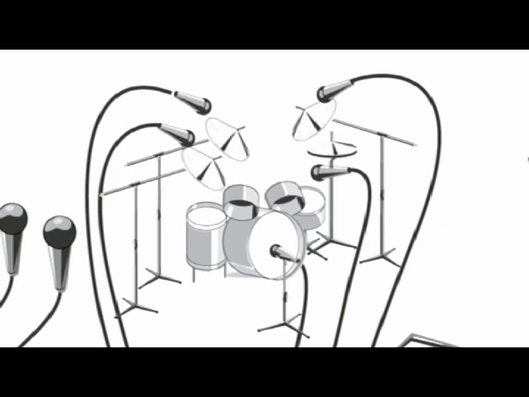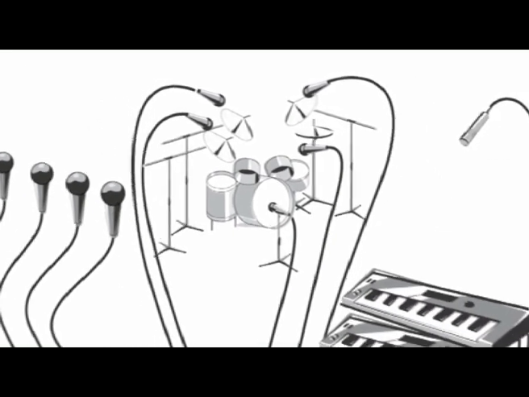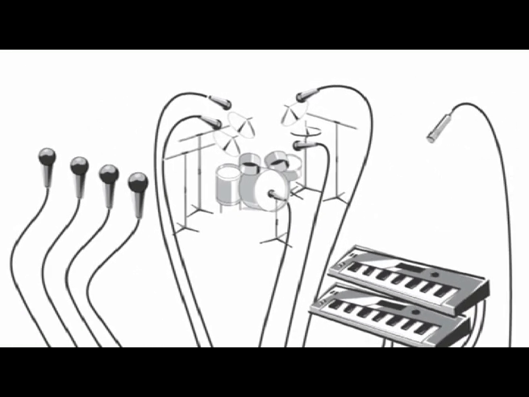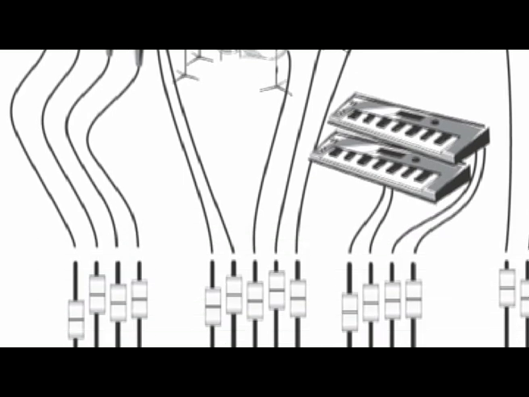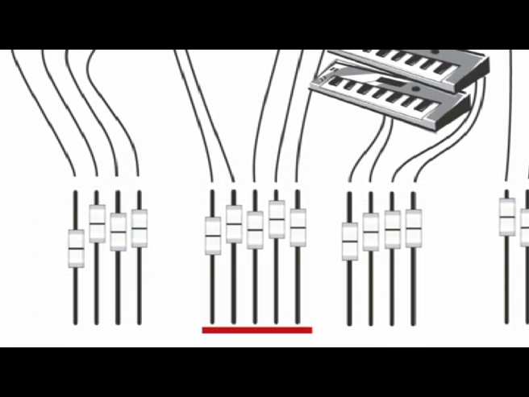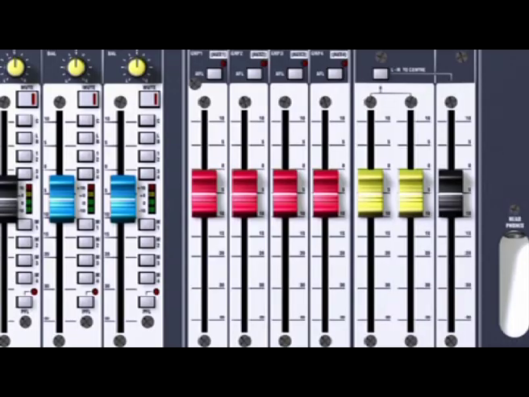Sometimes it's good to be able to control the level of a whole group of sounds as if they were one. This is what the subgroup section does. You could, for instance, connect all the input channels from a drum kit to a single group fader, which would let you fade all the drums up and down all together.